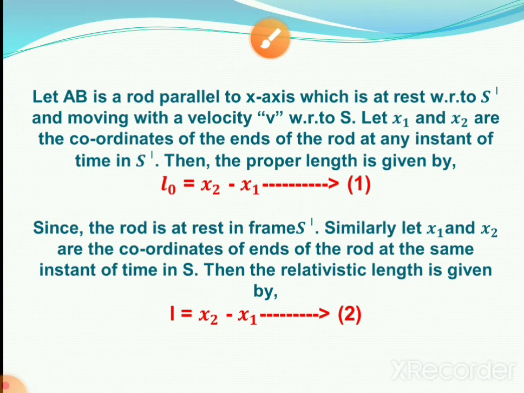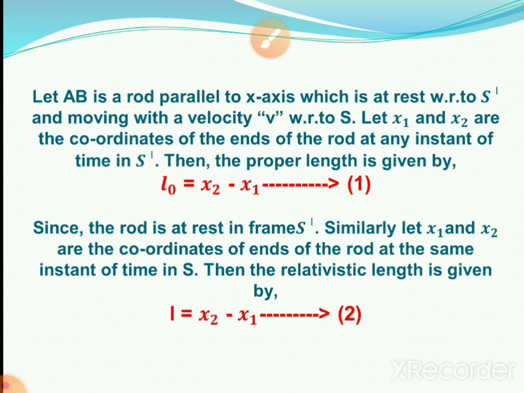So consider AB is a rod. It should be placed parallel to the x-axis, at rest with respect to S dash. The rod will be at rest with respect to S dash and the rod will be moving with velocity v with respect to S. Why? Because the frame S is at rest but S dash is moving with the velocity v. But the length of the rod will be constant, and the rod is at rest with respect to S dash. It is moving with the velocity v with respect to S.